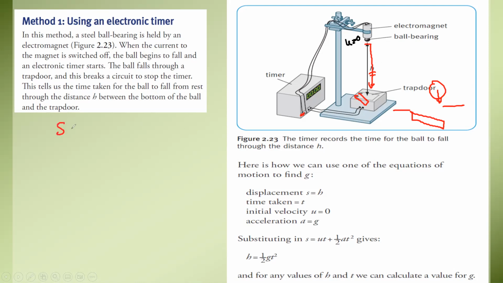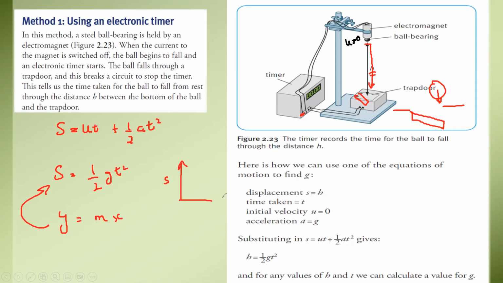And we have this equation: s equals ut plus half at squared. As the initial velocity is 0 and the acceleration is due to gravity, it becomes s equals half gt squared. Then we compare with the equation of a straight line, y equals mx. On the y-axis, we have the displacement from which the ball is dropped. On the x-axis, we have t squared. So what will be the gradient? It will be a straight line through the origin. The gradient of this graph will be equal to g by 2.